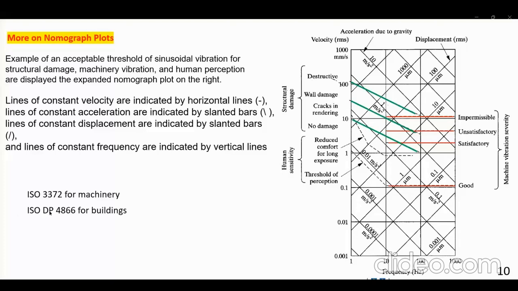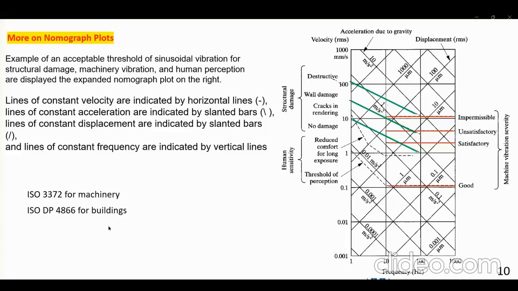Now, the other standard is for tall buildings, which is right here. This is ISO DP 4866. So basically, it says that if you are below this line, the vibration, there's no damage. Between these two lines, cracks in the wall appear, and between these two lines, wall damage. There's a problem with wall damage, and finally, above that line is completely destructive.